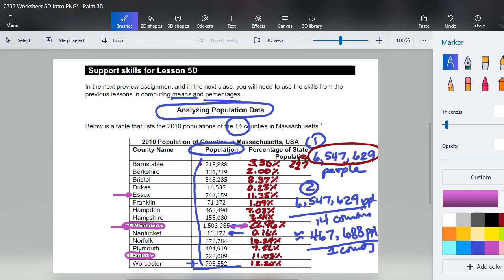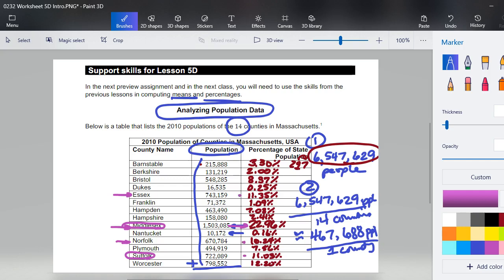Middlesex, Norfolk, and counties. And what percentage of the total population of Massachusetts lived in one of these four counties in 2010? Well, we would need to add up the percentages of all of these counties.